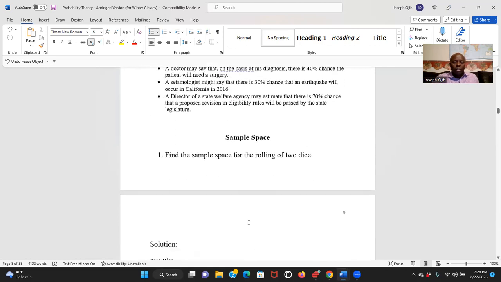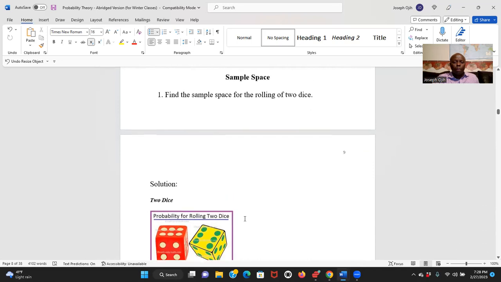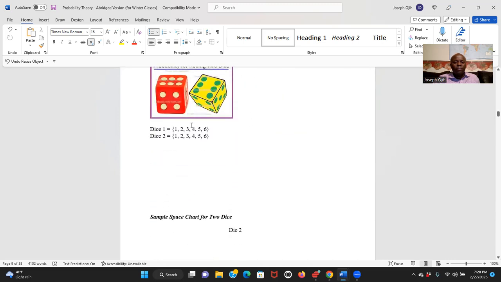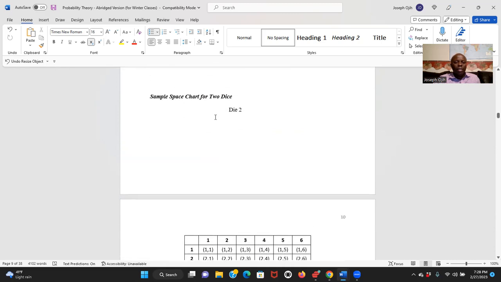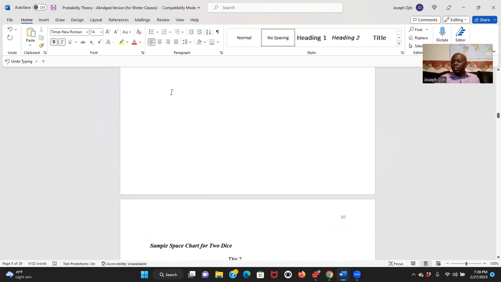So let's do some examples here, ask some questions. Say, find the sample space for rolling 2 dice. To define the sample space of rolling 2 dice, you know that the first die has 1, 2, 3, 4, 5, 6 sides. The second die has 1, 2, 3, 4, 5, 6 sides. So the sample space can be in this form. We put it in a chart like this.